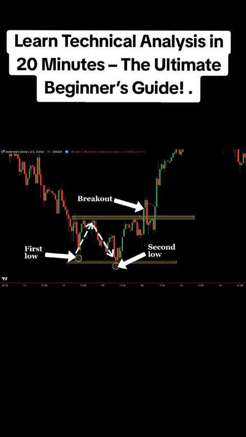When price breaks above the high between the two lows, the pattern is confirmed and an uptrend is likely to follow. A double bottom is most effective when it forms at a strong support level and after a clear downtrend. It signals that sellers have tried twice to push price lower but failed, leading to a possible trend reversal.